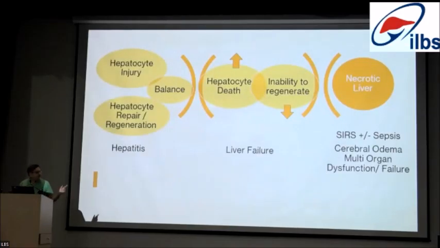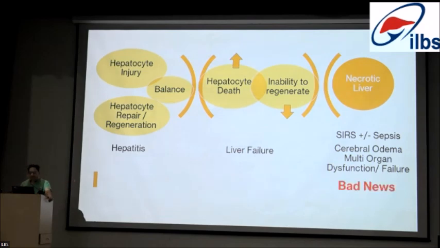So when you look at acute liver failure, when it is hepatitis, it is about hepatocyte injury and hepatocyte repair. So that's a balance there. When injury is more than regeneration, then it is failure. And when you have a necrotic liver, it actually excites SIRS, sepsis, cerebral edema, and multi-organ dysfunction and failure.